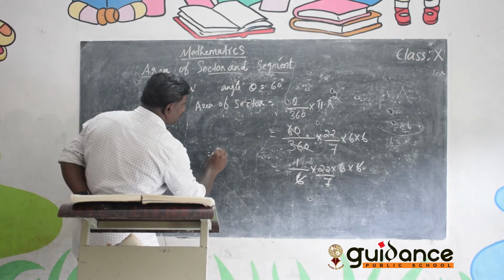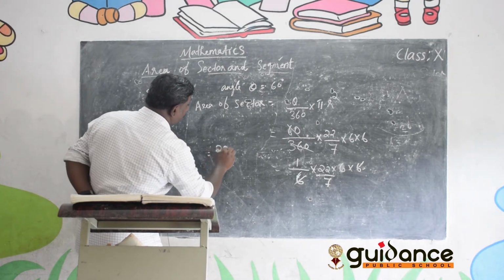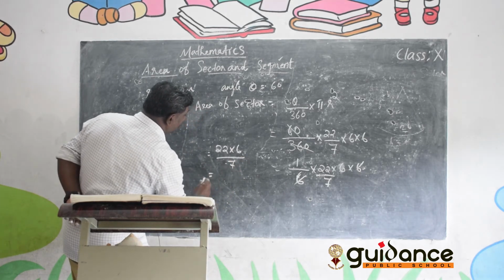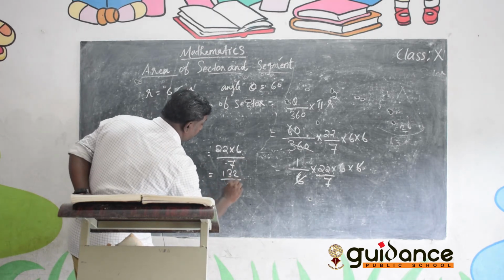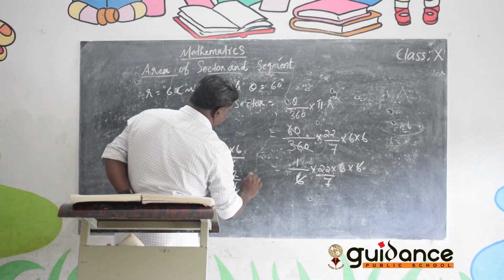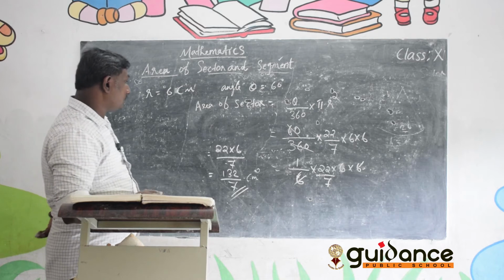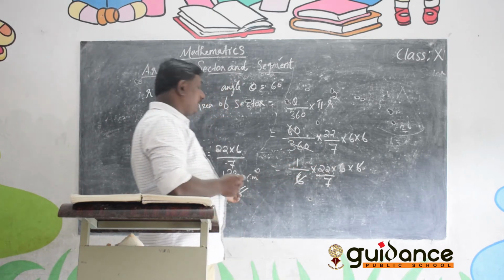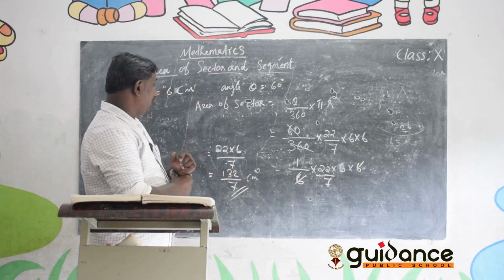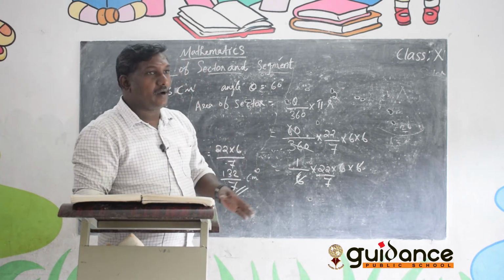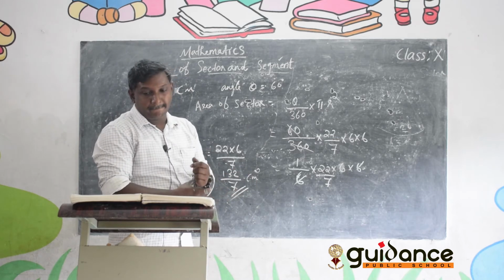Then the answer is 22 into 6 by 7, that is equal to 132 by 7 centimeter square. Centimeter square, because r square is there. So it will be 132 by 7 centimeter square. You understand? So directly, we can simply apply these values in the equation and you will get the answer.